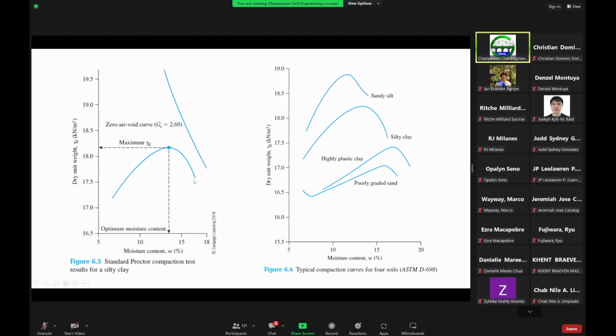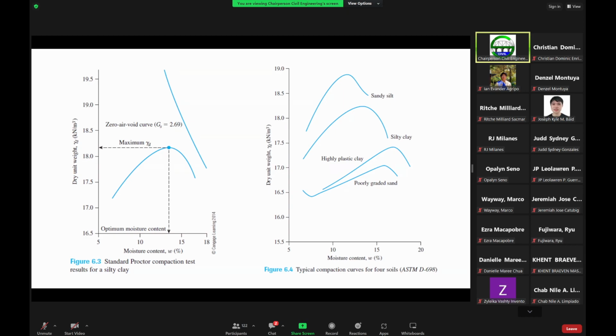Normally we try to get 5 points, say for example 1, 2, 3, 4, 5. Then you try to connect the points, and hopefully you can get a nice curve. From this curve you look for the peak. Once you have the peak of the curve, you project it down. That gives you the optimum moisture content. And if you project it horizontally, that will give you the maximum dry unit weight.